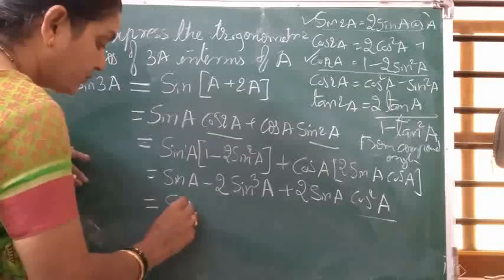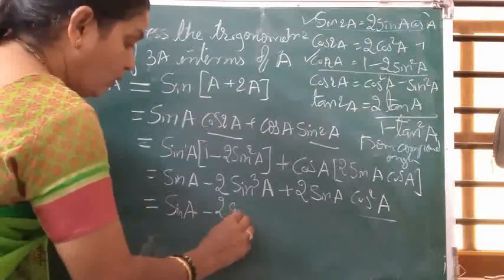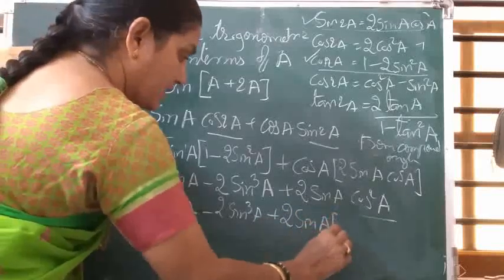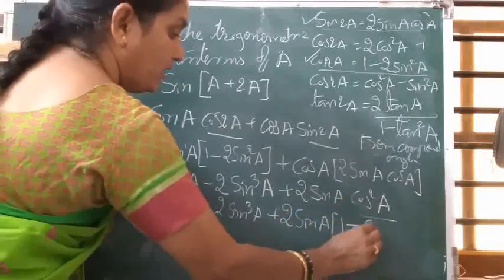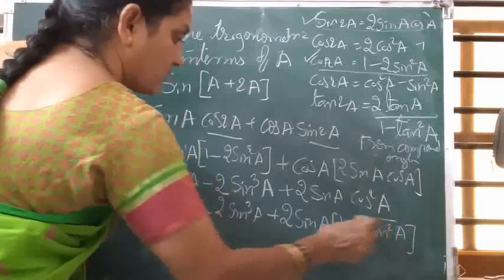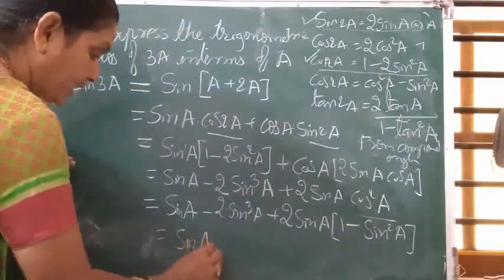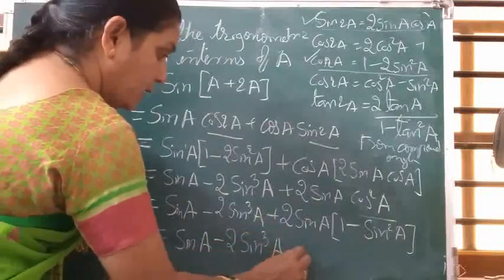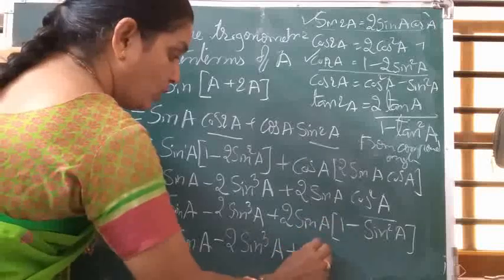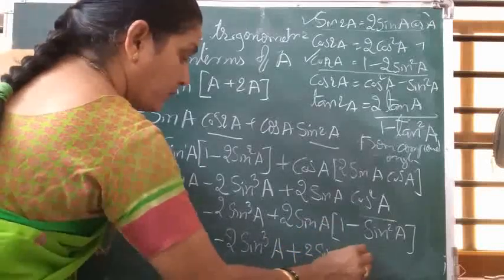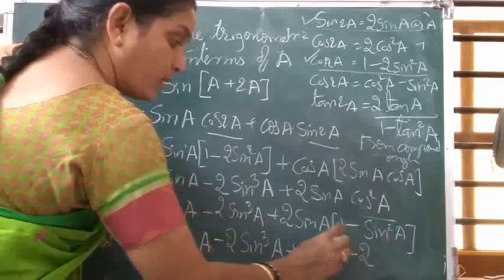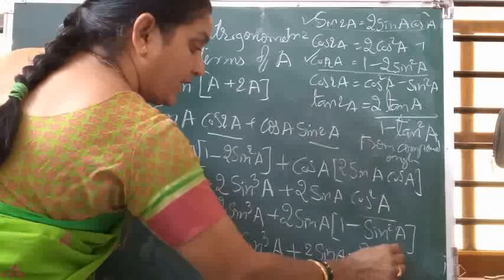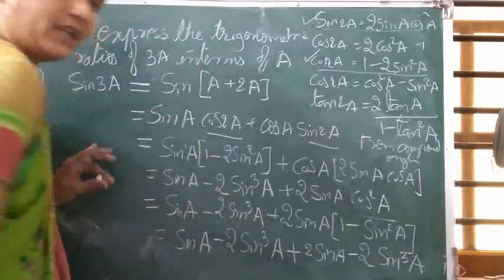Sin A, this minus 2 sin cube A plus 2 into sin A, I keep it as it is. This cos square A can be 1 minus sin square A. Sin A minus 2 sin cube A plus 2 sin A minus 2 sin A into sin square A. Sin A into sin A the whole square, totally it is sin A the whole cube. That is sin cube A.